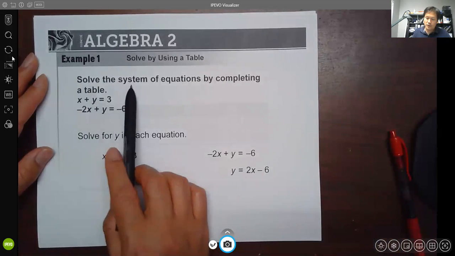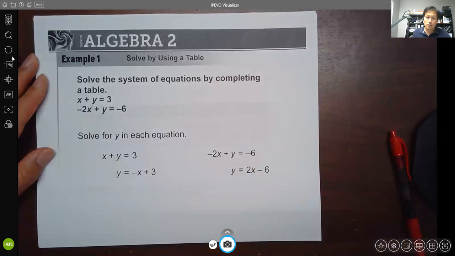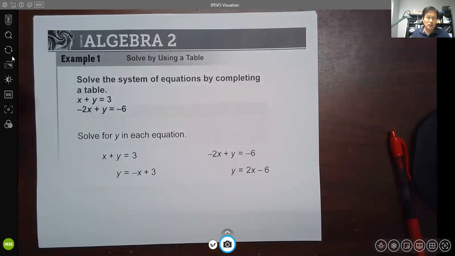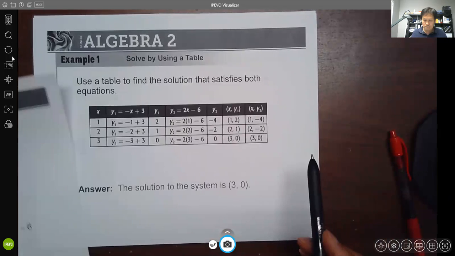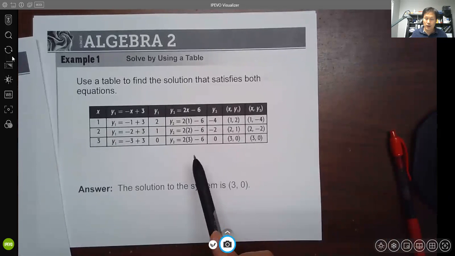Example 1. Solve the system of equations by completing a table. I would say this is a very inefficient way to solve it, since they ask you to do it that way.